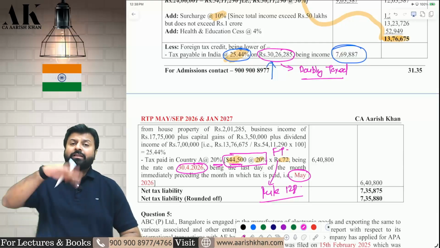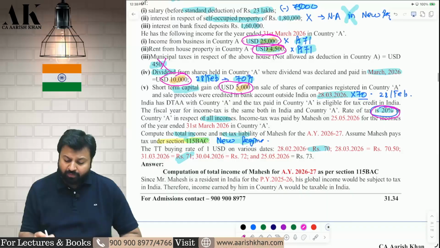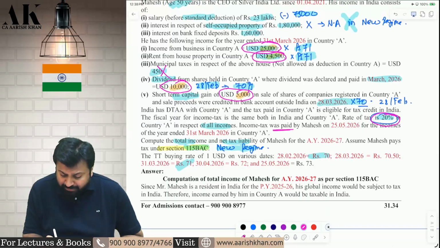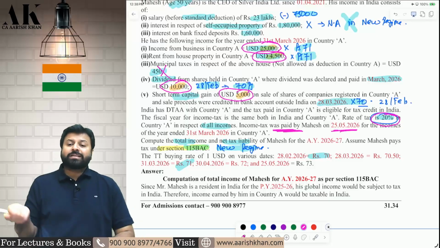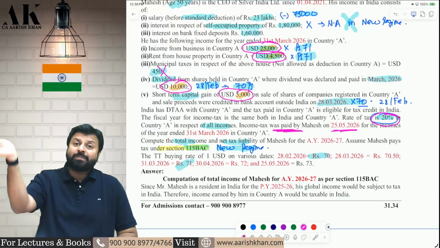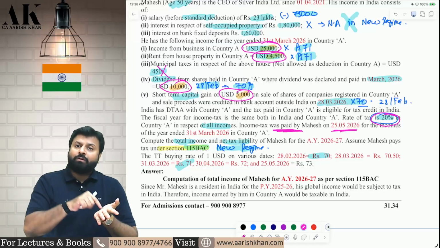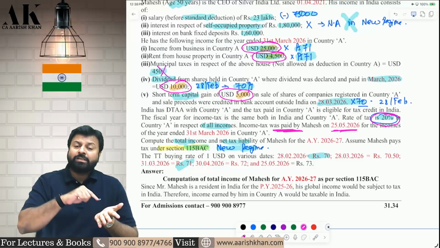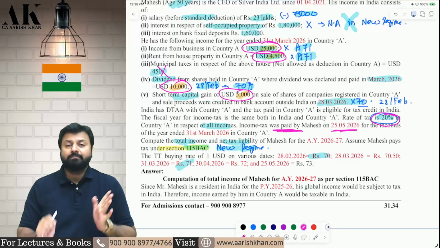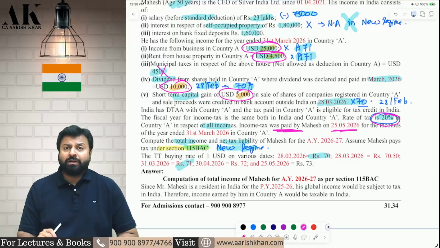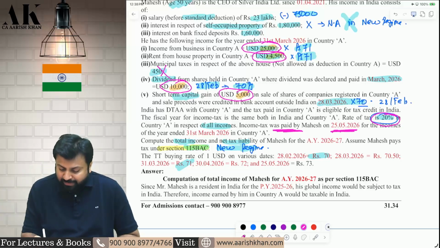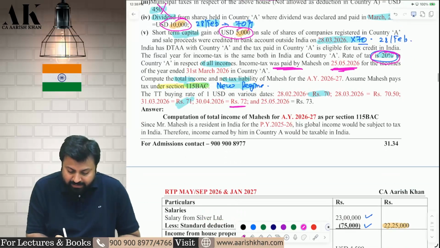On that, you have to convert it into rupees now. How will you convert your foreign tax into rupees? You need to check when it is paid. It was paid by Mahesh on 25th of May. So now you will convert this foreign tax into rupees as per rule 128. See, to convert foreign income into rupees, you have to apply rule 115. But to convert foreign tax into rupees, you have to apply rule 128. And what does rule 128 say? You have to convert as per the TTBR on the last day of the preceding month in which the tax is paid. The tax is paid on 25th May. So the TTBR on the last day of the preceding month is 72.